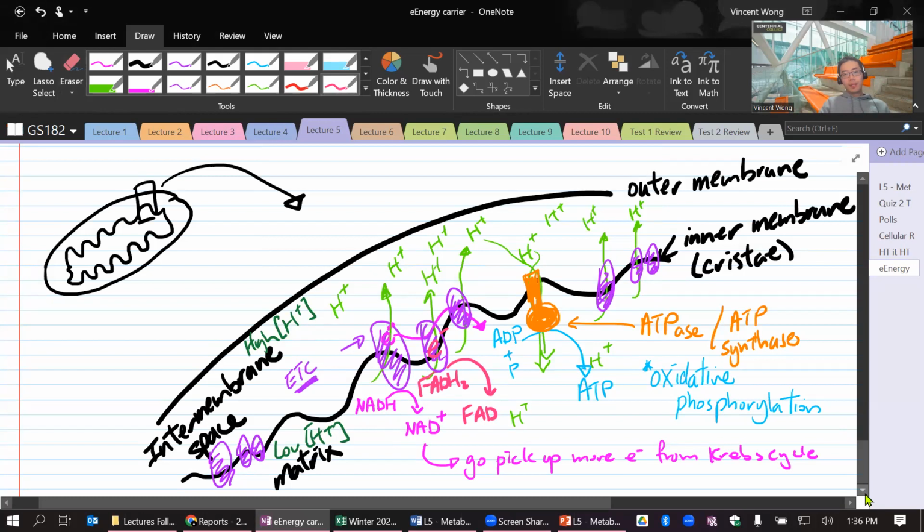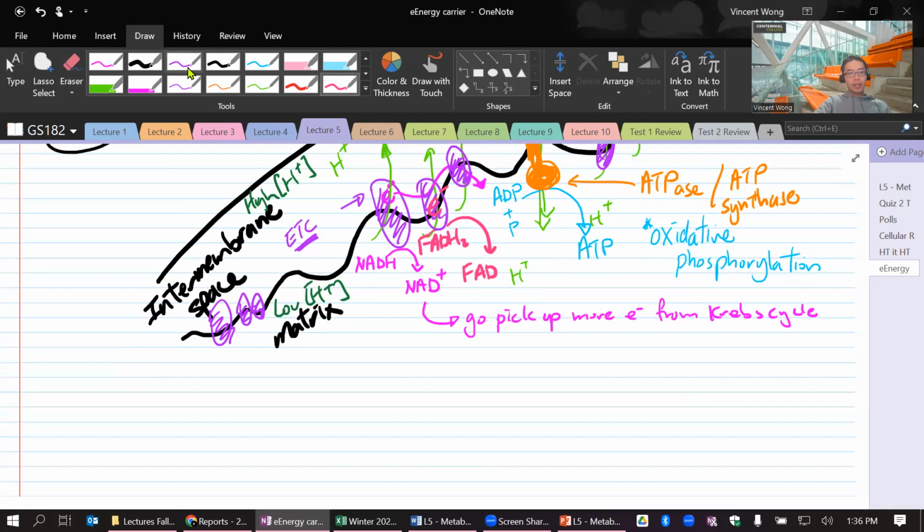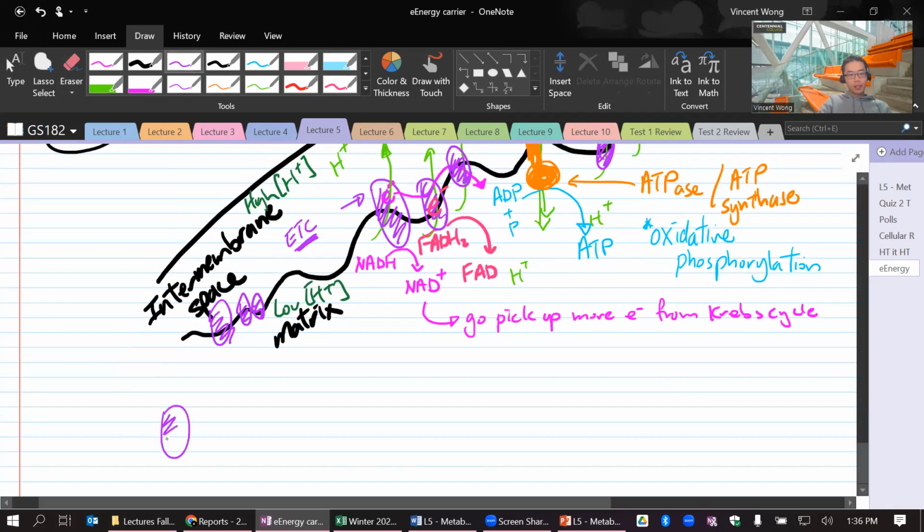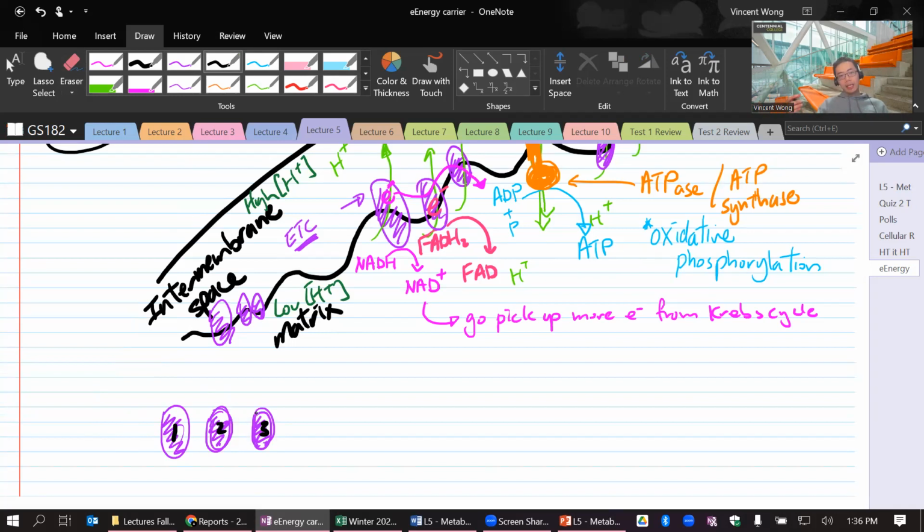Okay. Now there's one last thing that we have to talk about. Let's take a look at the ETC again. I'm just going to draw them separately here. Each protein, we call this protein 1, 2, and 3. Each protein in the series is going to have a higher attraction for electrons compared to the previous one.